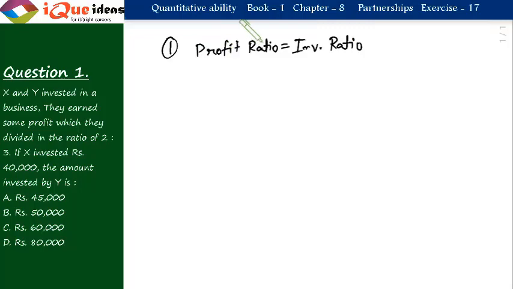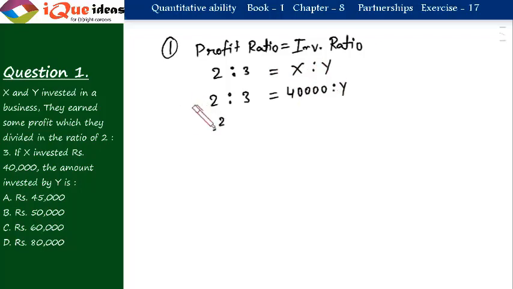Alright. Profit ratio is equal to investment ratio. Now here, the profit was divided in the ratio 2:3. So in place of profit ratio, we say it is 2:3. And investment ratio, let's say X is the investment of X and Y is the investment of Y. Here it is given that X's investment is 40,000 rupees, is to the investment of Y.